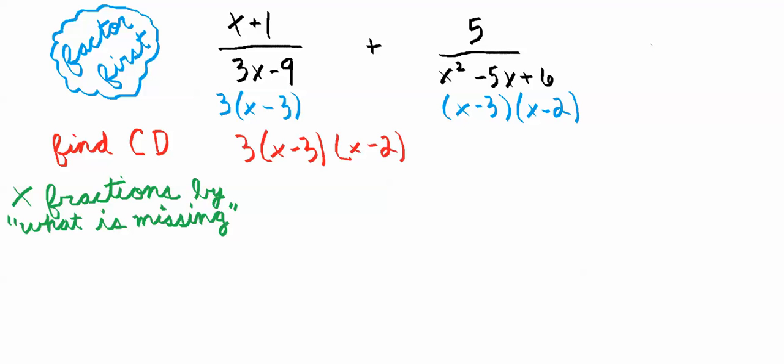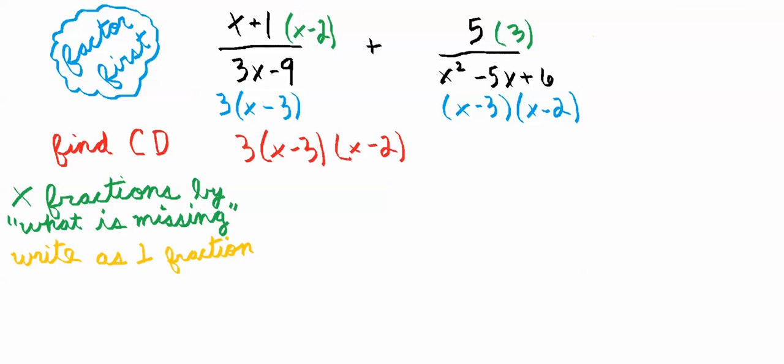So for the first one, we have x plus 1 over 3x minus 9, and our factors are 3 and x minus 3. Now, since we already have 3 and x minus 3, the missing one would be x minus 2, so we would multiply it by x minus 2. And for the next one, we have x minus 3 and x minus 2, so we will multiply it by what is missing, which in this case is 3.